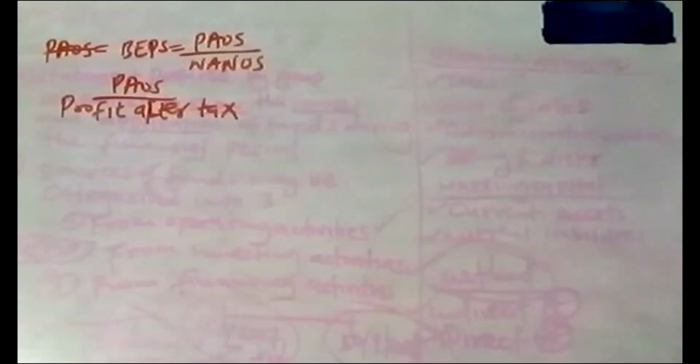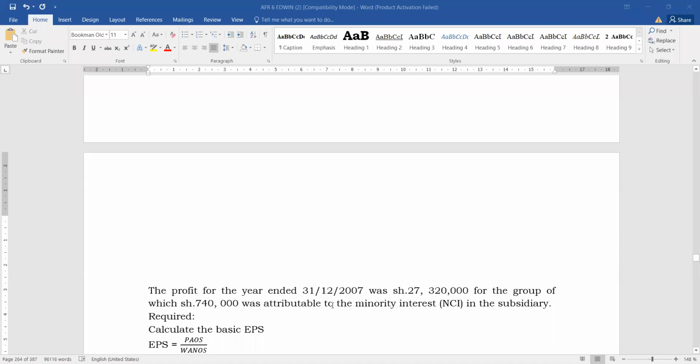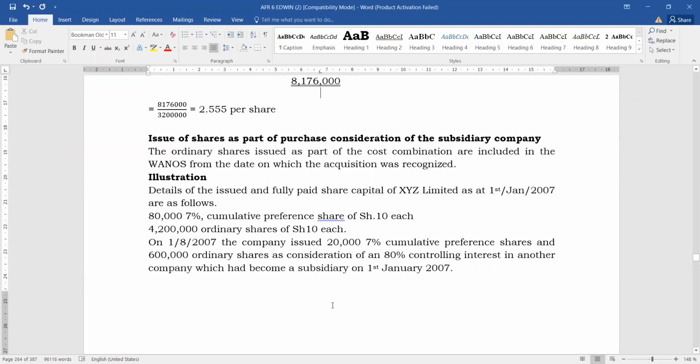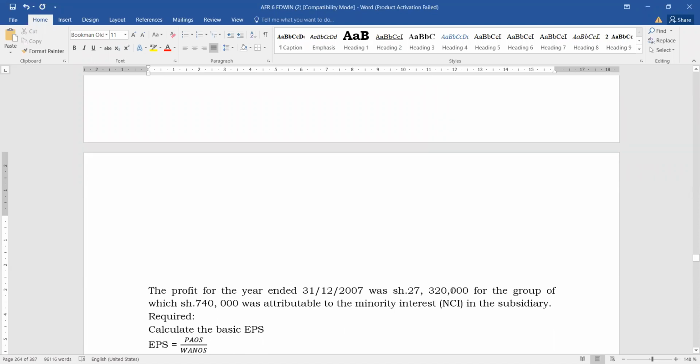If we check in our illustration here, we can see we are told the profit for the year is 27,320 for the group, of which 740 was attributable to the minority. So what am I supposed to do there? Will I record the total or do I have to subtract again? I subtract.